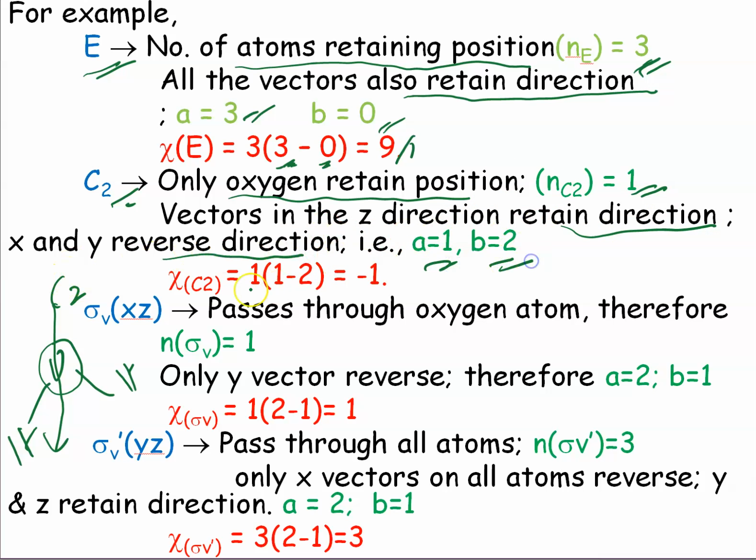So B is equal to 2. So chi C2 is equal to 1 into 1 minus 2. That is minus 1.